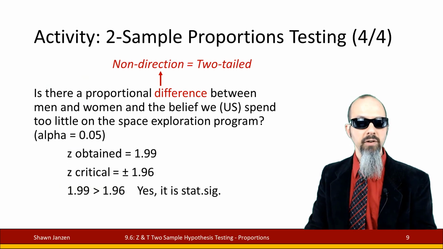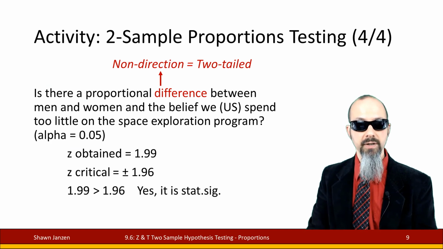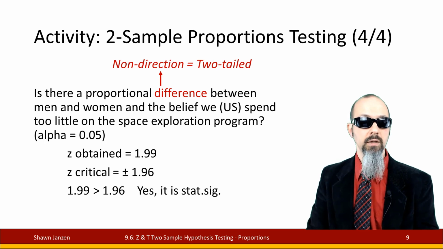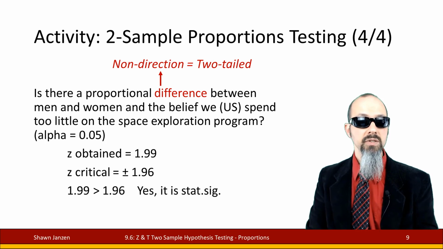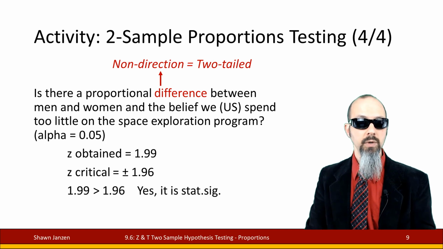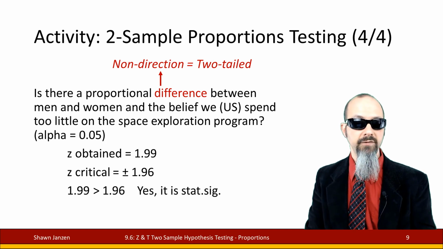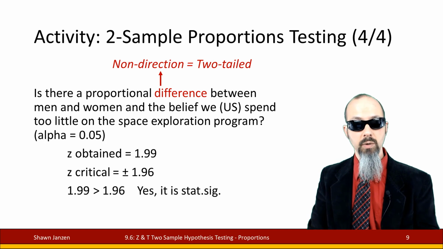So let's reflect on this while we're looking up our critical value. We asked, is there a proportional difference between men and women and the belief that we, the U.S., spend too little on the space exploration program? And when I asked if there was a difference, I wasn't looking in any particular direction. This was a non-directional term, so this is going to be a two-tailed test. And given that we're using an alpha of 0.05, I know that I can look this up on a z-table or use the qnorm function in R to figure out that my z-critical value is going to be plus and minus 1.96. And so we're going to compare if 1.99 is larger than 1.96.